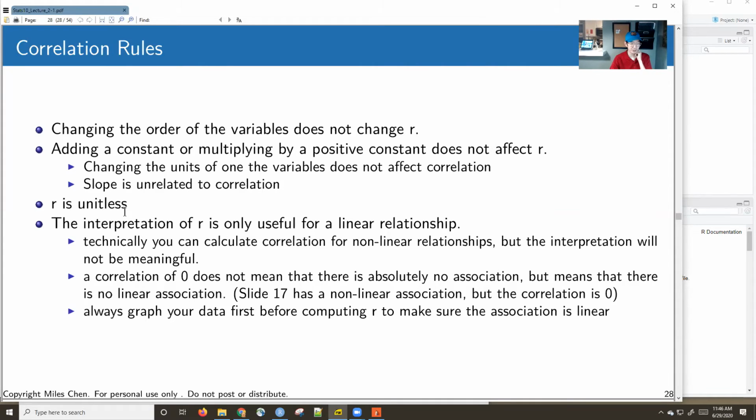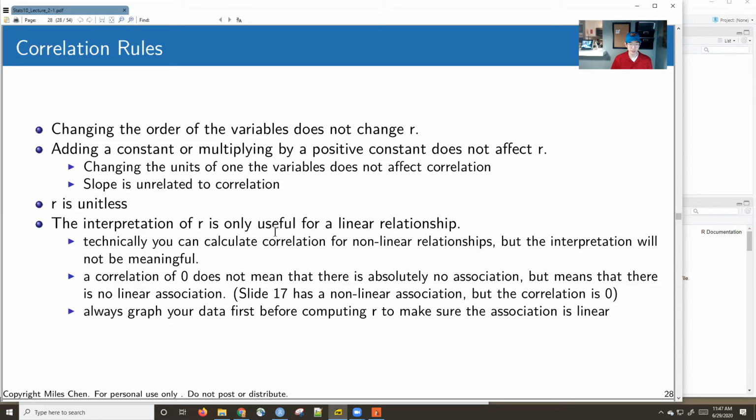R is unitless. You can't have a correlation of like $0.3 or something. It's just two variables, and it's the correlation between them. There are no units associated. The interpretation of R is only useful for a linear relationship. The correlation calculation is a formula where you plug numbers in and it spits something out, so technically you can calculate the correlation for nonlinear relationships, but the interpretation is not going to be meaningful.